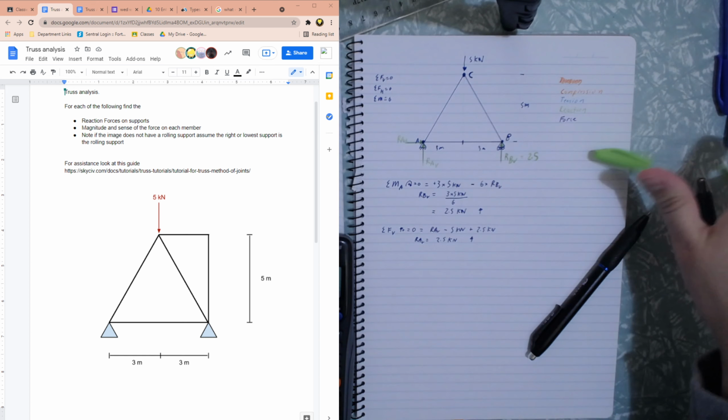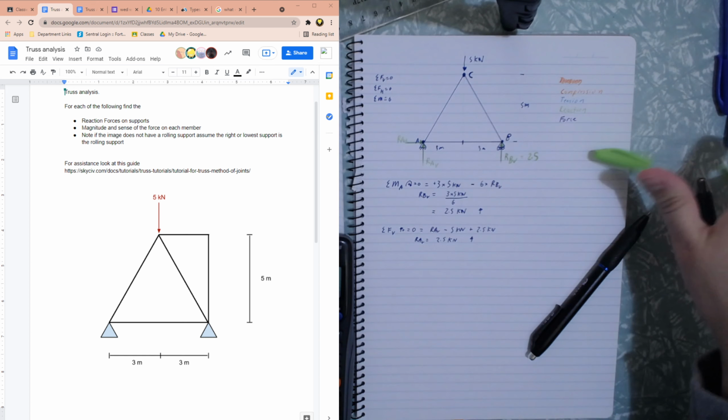Next thing I'm going to do in this question is start to label some of these members. So I'm going to label the nodes, which in this example is everywhere where two or more members are connected together. We have one member over here, another member over here, so this over here is a node, and we will call this node A. Over here, we have two members connected together, so we will call this node B. And up here, we have two members connected together, and we will call this node C.